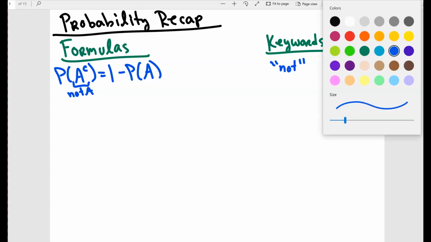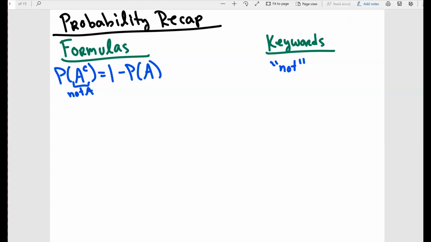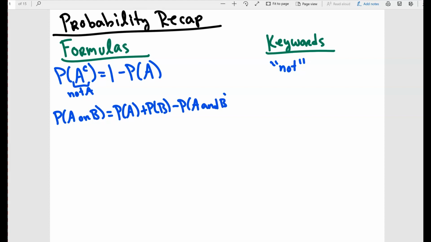The next one that we've talked about was the addition rule. And we said that the addition rule was the probability of A or B is equal to the probability of A plus the probability of B minus the probability of A and B. Okay? And here the keyword that you want to look out for is or. And you can always think that or just means addition.